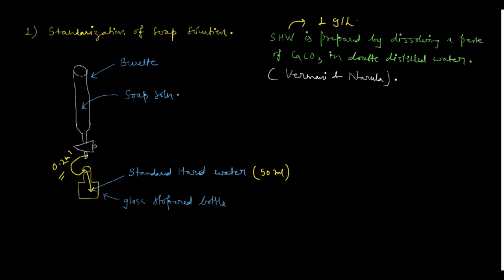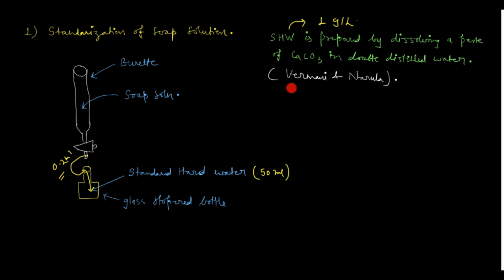So in the first step, I am doing the standardization of the soap solution against the standard hard water, so that we will have the information about the soap solution also. For standardization, we take the standard hard water, which is generally prepared by dissolving a paste of calcium carbonate in double distilled water. Double distilled water means it does not have any kind of hardness.